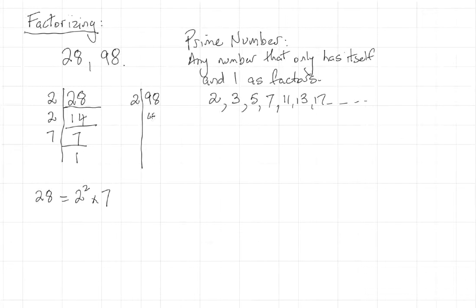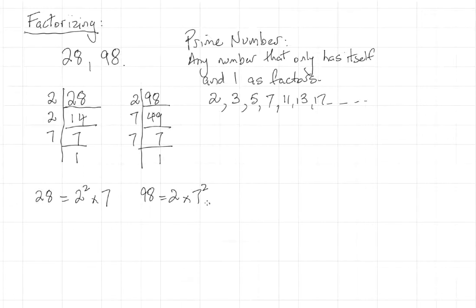98, 2, 49 times, 2 into 98 goes 49. 2 won't go into 49 because it's an odd number, so 3 won't go into 49, 5 won't, 7 will. 7 into 49 goes 7, and 7 into 7 goes once. So 98 equals, there's only 1, 2 to the power of 1, just 2, times 7 to the power of 2.